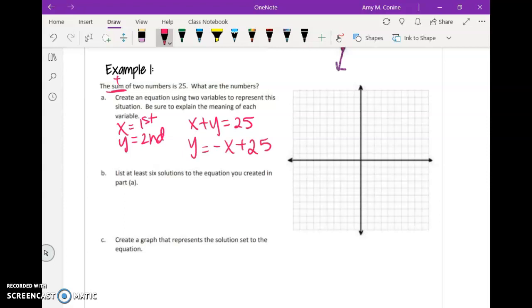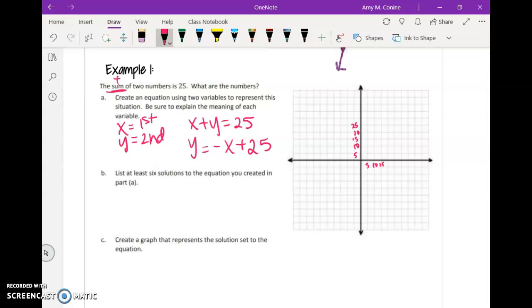Then it says list at least 6 solutions to the equation you created in part A. In part C, create a graph that represents the solution set. So I'm actually going to do part C first and do my graph. 25 is not going to fit on here, so I'm going to adjust my graph both ways to go up by 5 so that it's equal. So when I do my slope, it doesn't mess up my slope.